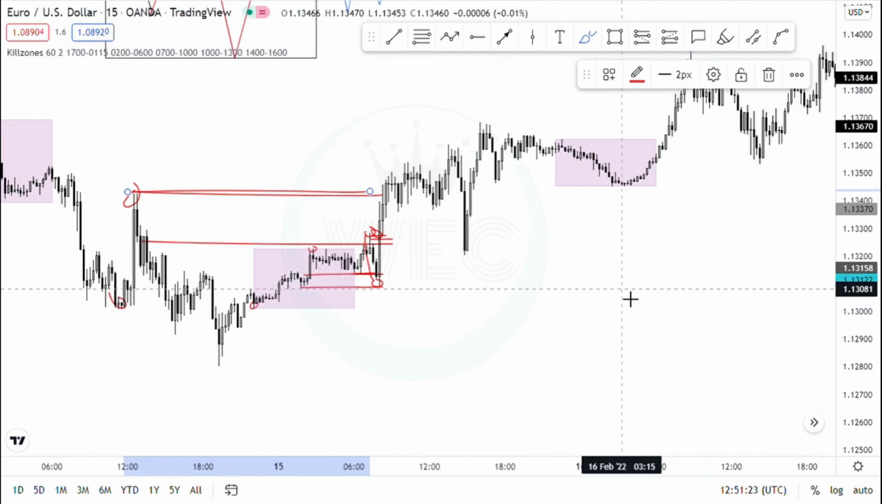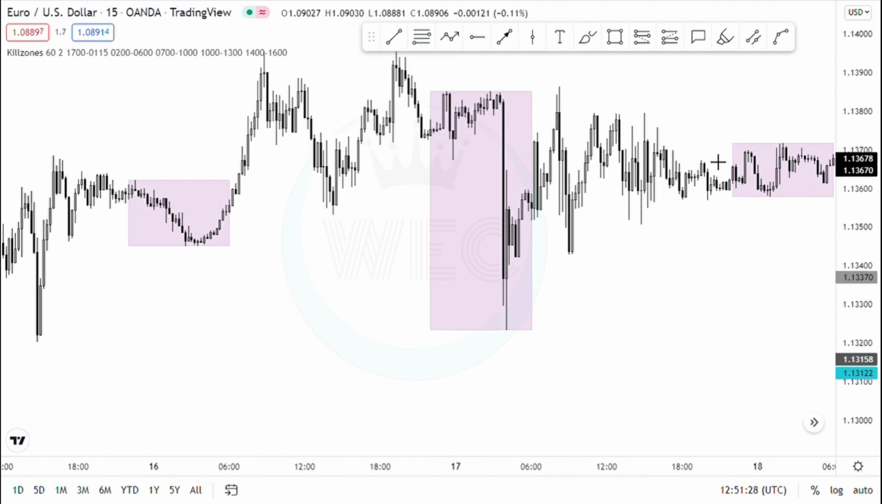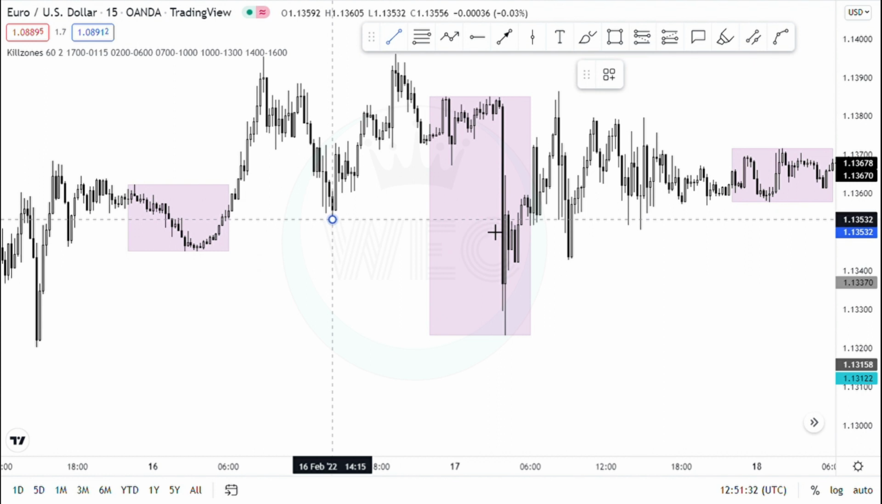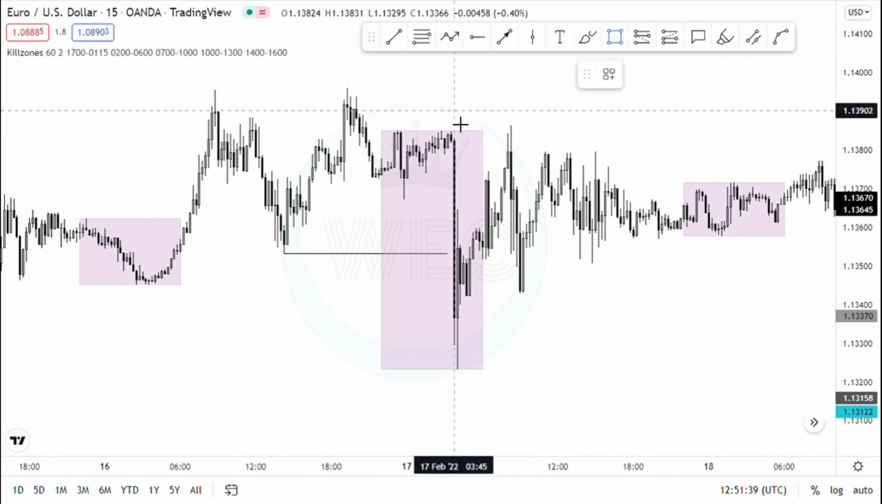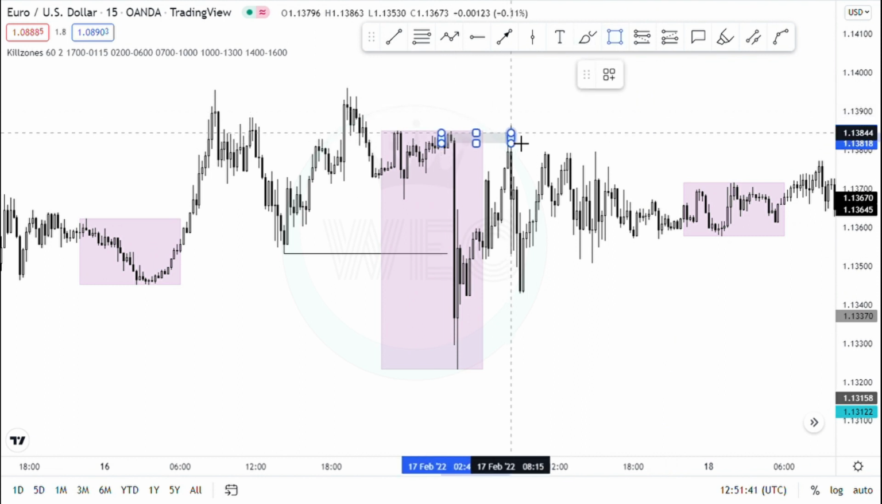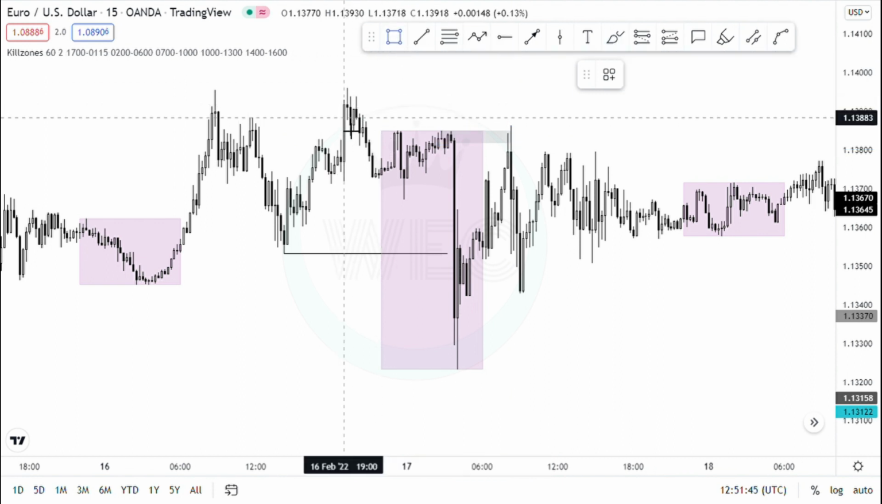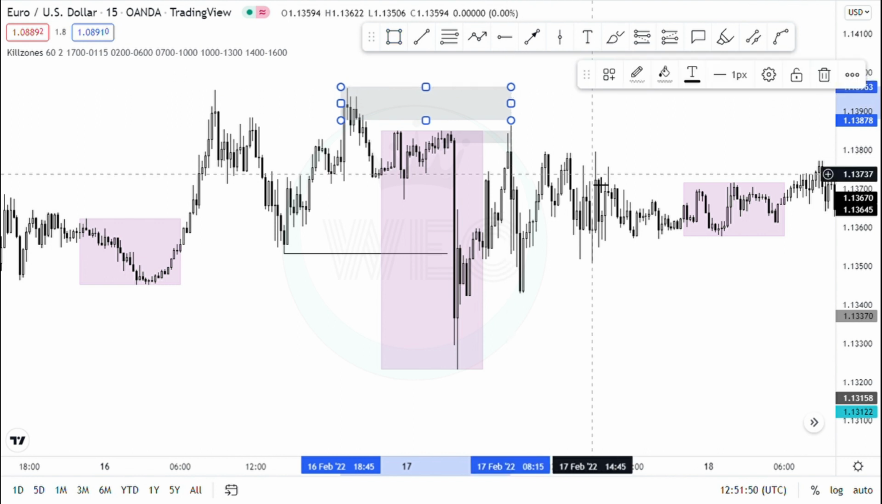So another example over here, if we look here, we had a clean break of structure over here also, and we might have been looking at these two POIs, this level over here as a supply zone, and then the second one over here as a supply zone. So we have two POIs to look at.